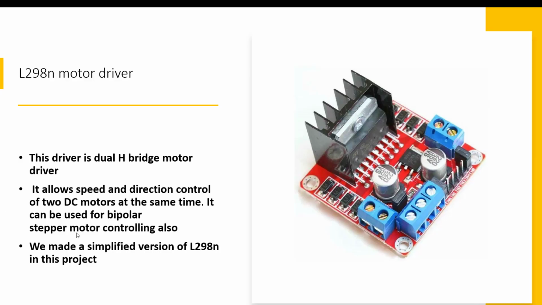In this project, we have followed the design of the L298N driver with some minor modifications. L298N is a well-known motor driver for DC motor control. It is a dual H-bridge motor driver which can control the speed and direction of two DC motors at a time. This driver can also be used for stepper motor speed, angle, and direction control.